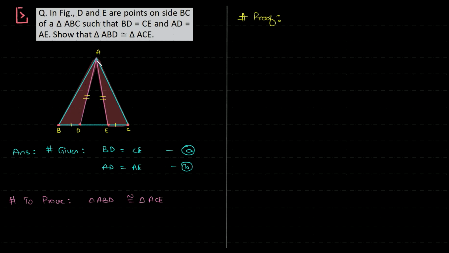Can we use SAS? For SAS, we have to prove that this particular angle is equal to this particular angle. That will be your included angle, is it not? With respect to the sides, we have to prove that AB is equal to AC. So now you guys have to pause and think over which is more practical, proving these two angles or these two sides to be equal.